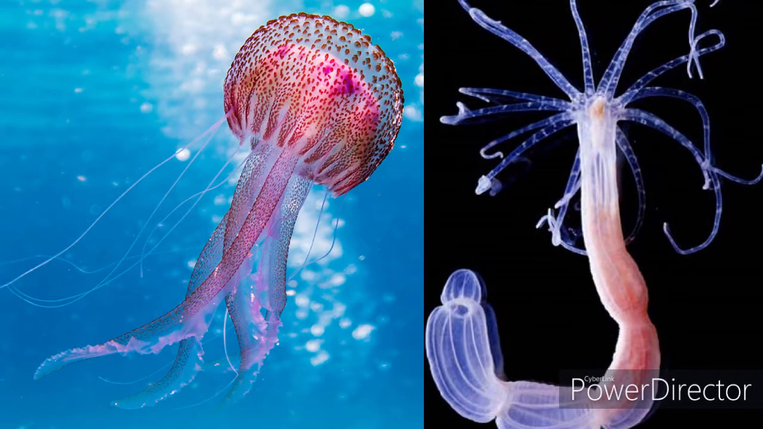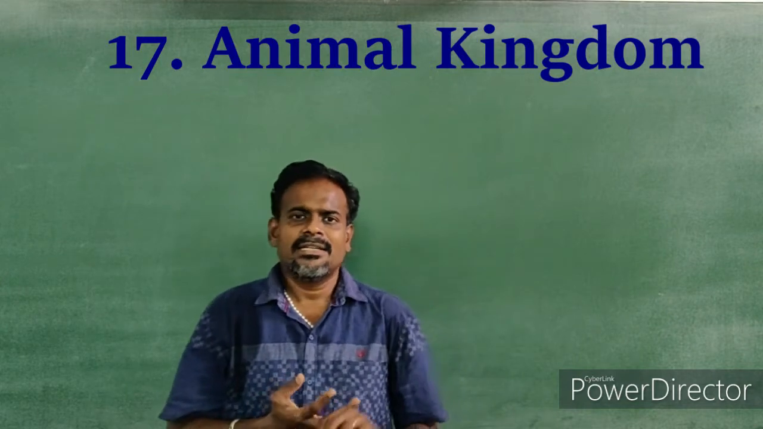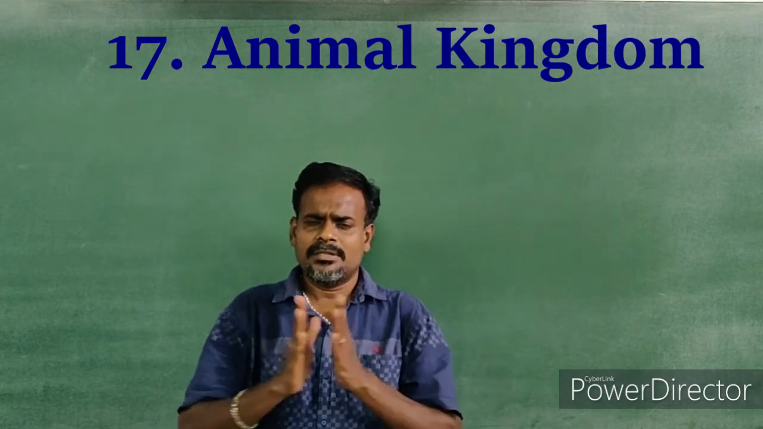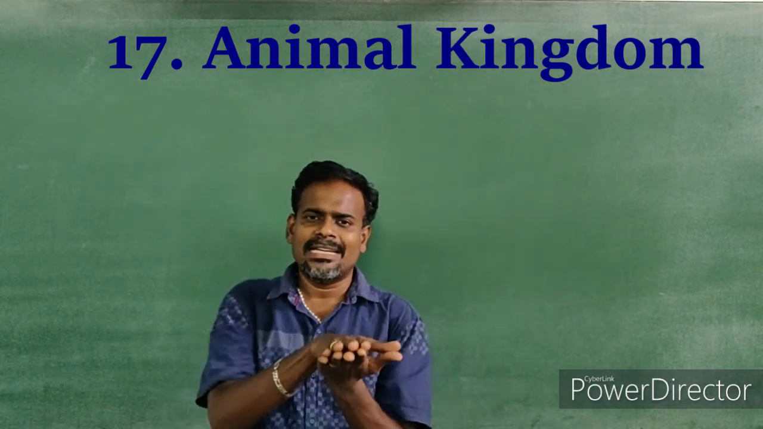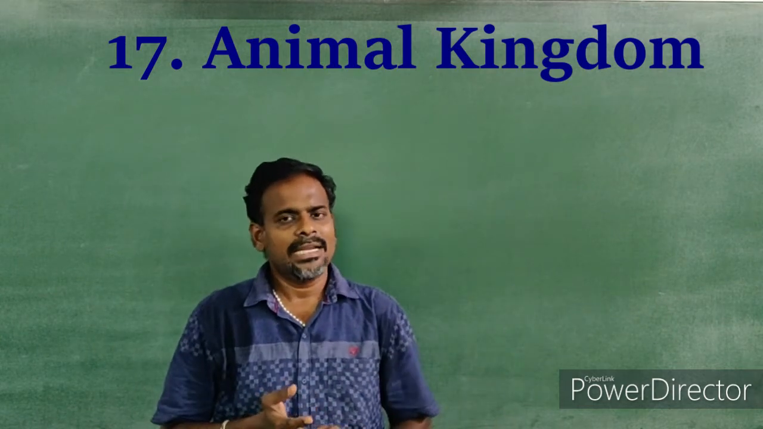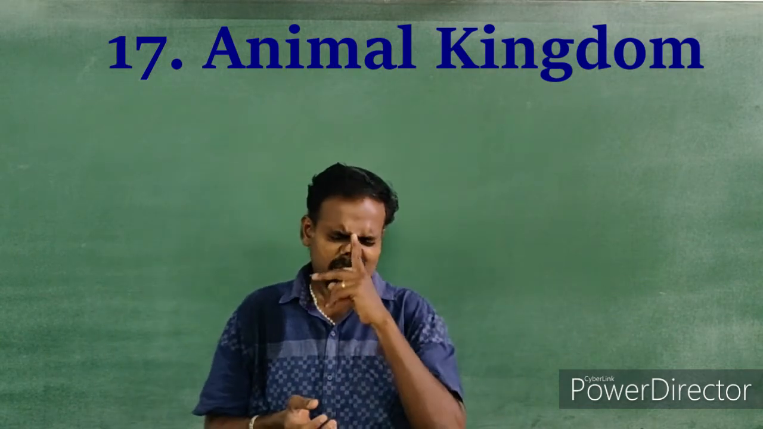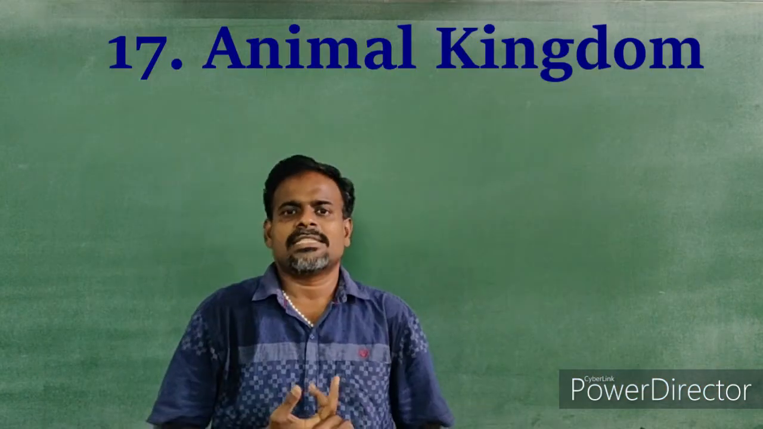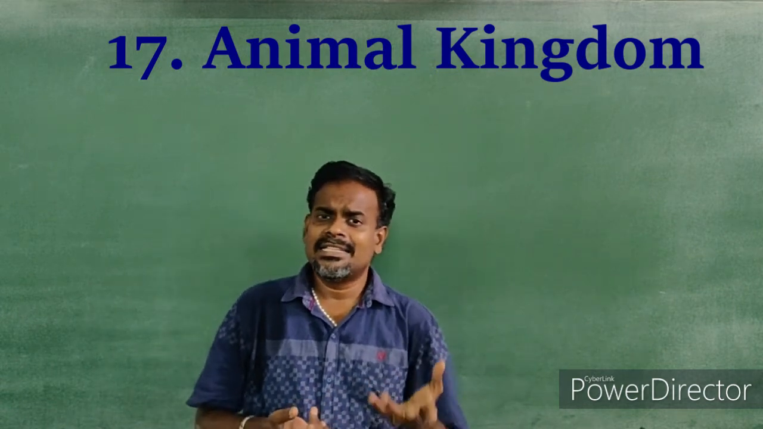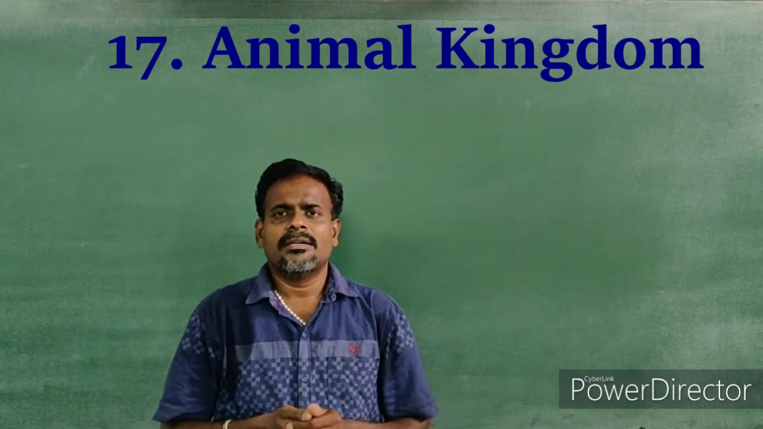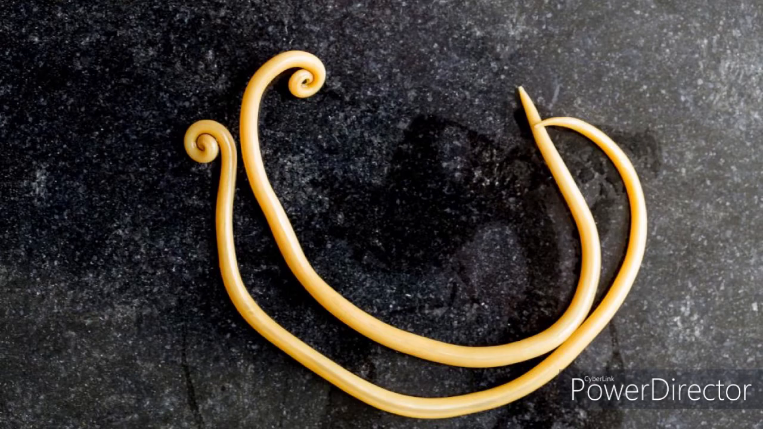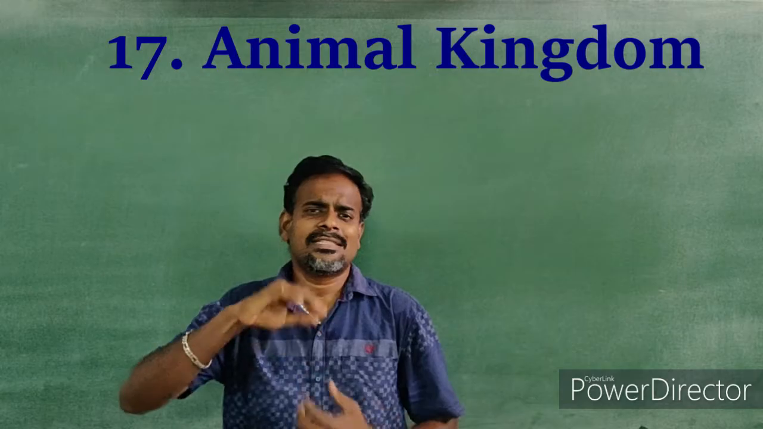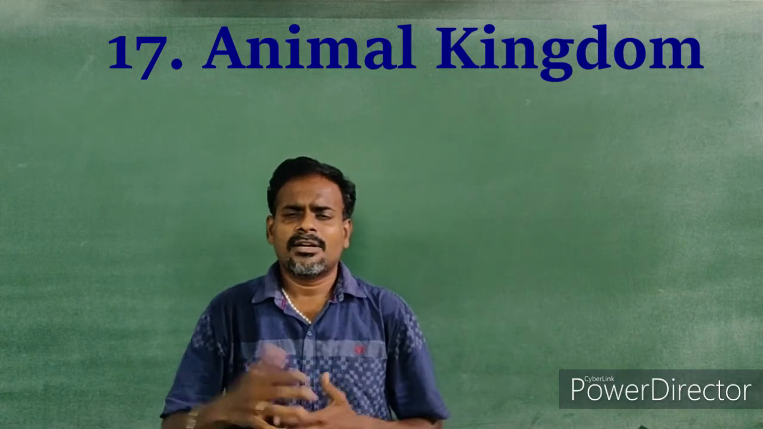The third one is phylum Platyhelminthes, that is flatworms, which are dorsoventrally flattened. Flatworms are known as Platyhelminthes. Good examples are tapeworm and planaria. The next one is phylum Aschelminthes, which is none other than roundworms. Roundworms, example Ascaris, which is a parasite found in small kids, causing disease.